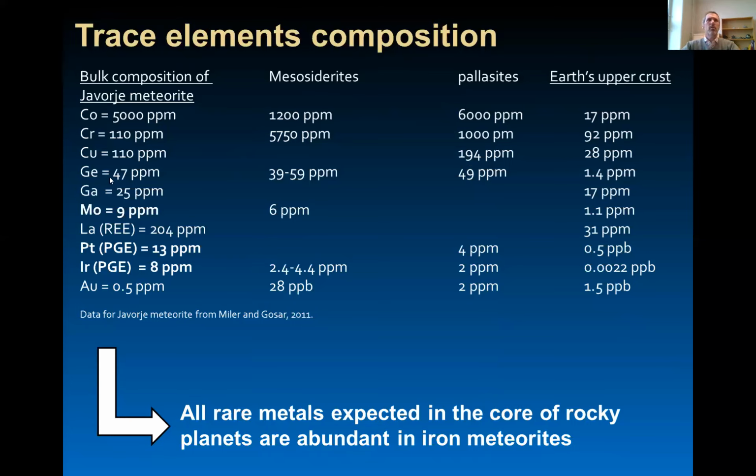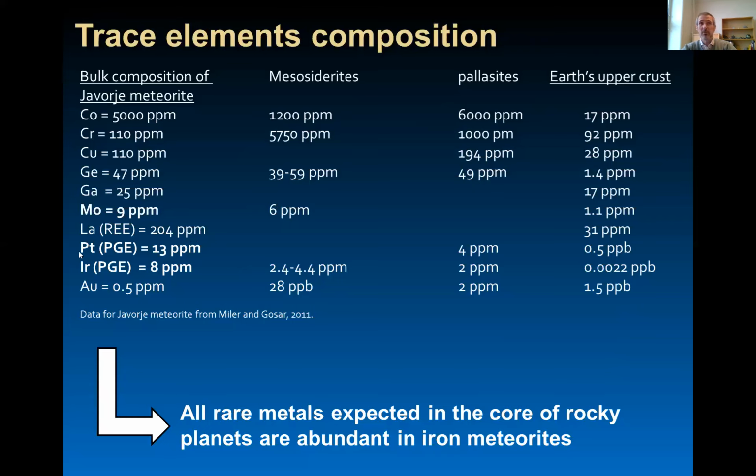Germanium is as abundant as in mesosiderites and pallasites, more abundant than the upper crust of Earth. Molybdenum, quite slightly more enriched compared to mesosiderites. But what is interesting is lanthanum, a rare earth element, 200 ppm of it compared to the 31 ppm in the crust of Earth.